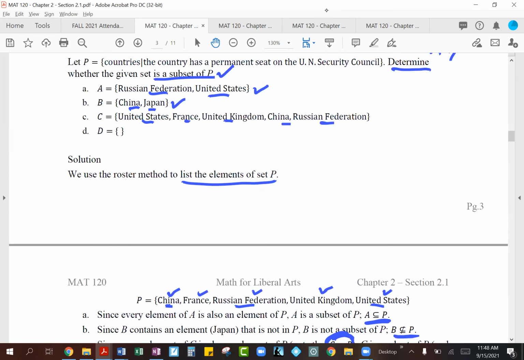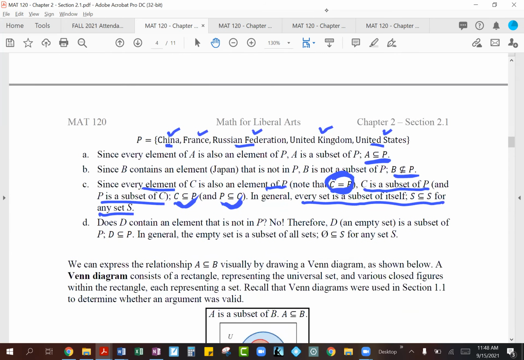And then the last one is an empty set. There's no elements in there. So since set D is an empty set, technically it can be a subset of the original set P. So even if it is an empty set, it is a subset of all sets. So that's kind of like one of those default things. An empty set will be a subset of no matter what your original set is going to be.